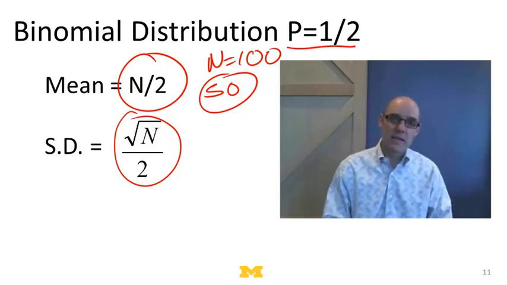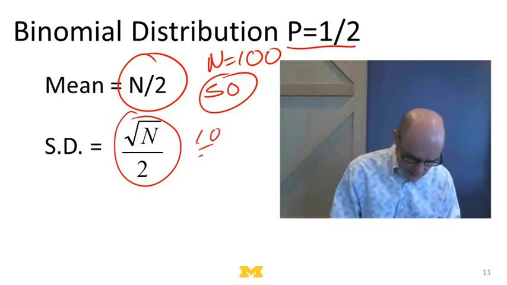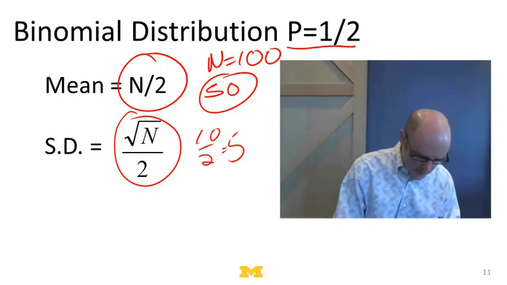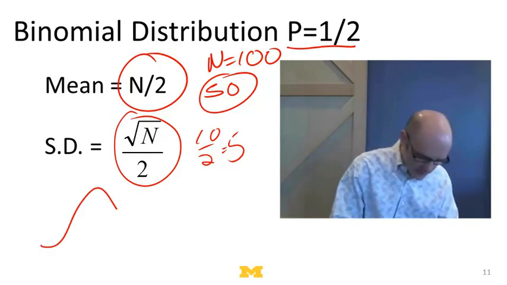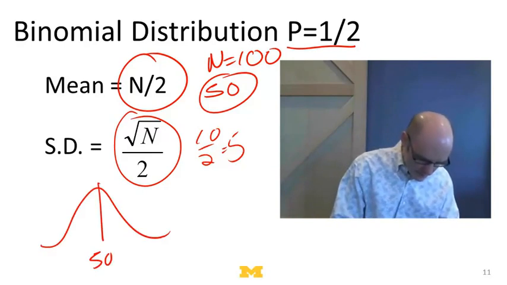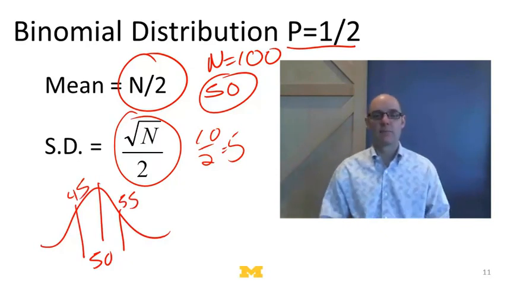But standard deviation is the square root of n over 2. So what's the square root of 100? That's 10. So this is 10 over 2. So that's just 5. So what that tells me is, if I think of my normal distribution, right, if I draw this thing out, I've got a mean of 50, and then I've got a standard deviation of 5. So that means between 45 and 55, 68% of all outcomes.